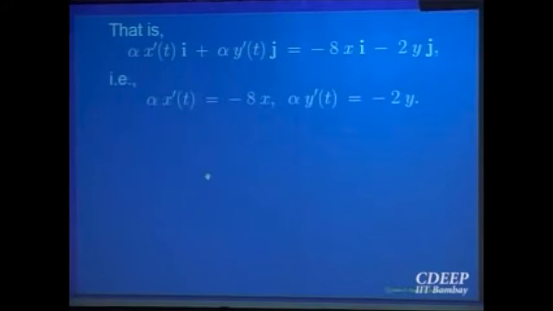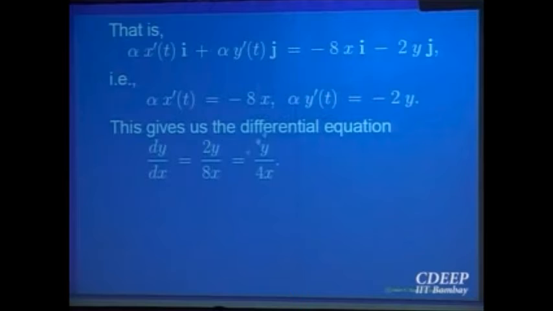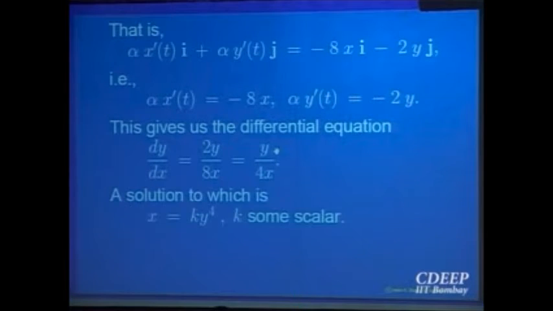This gives you x prime. Comparing the components, x prime t is equal to minus 8 alpha and y prime t is equal to minus 2y. From here you can eliminate alpha and have an equation in dy by dx. So if you represent the curve as y equal to a function of x, then it should satisfy this, and you can find a function which satisfies these properties, right? So dy by dx is equal to y by 4x, and the solution of that comes out to be x is equal to k y to the power 4.